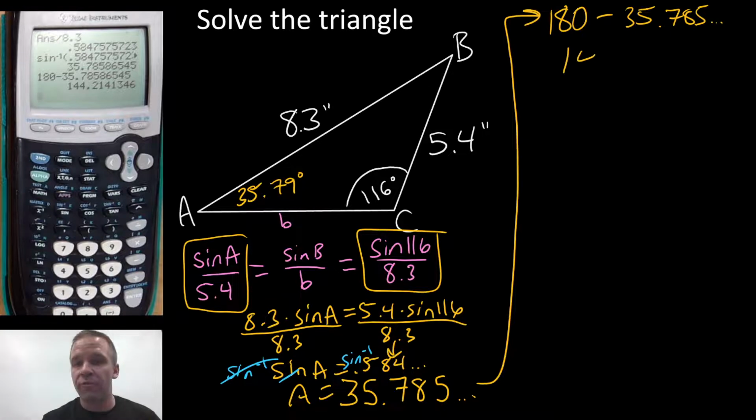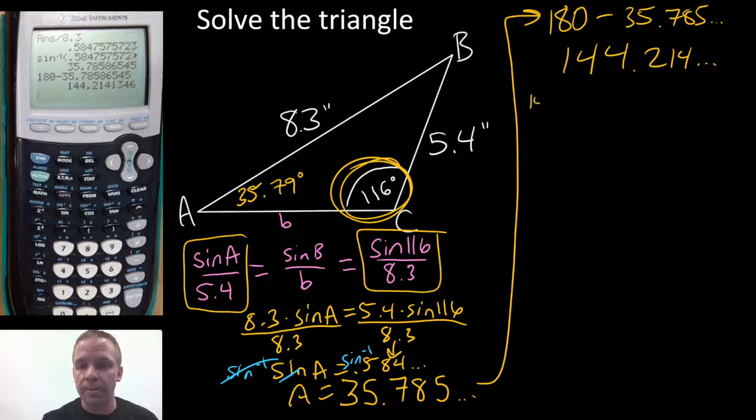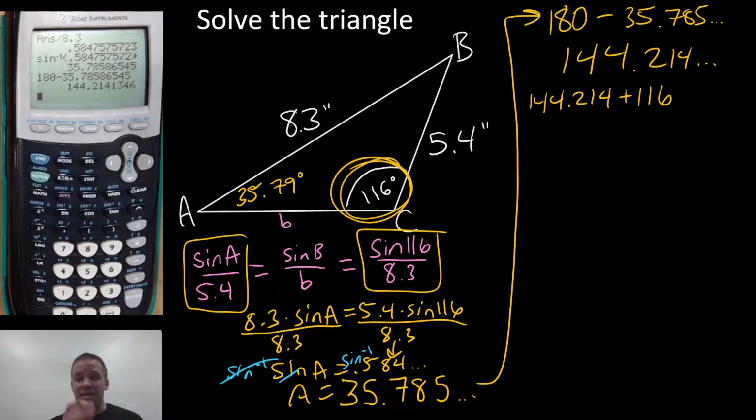144.214 and change is my other potential angle. But we have to make sure that this works along with the already given information. The way that we do that is I'm going to take this 144.214, I'm going to add it to 116. And I need to make sure that the sum of the 2 angles that I'm working with are less than 180 degrees.